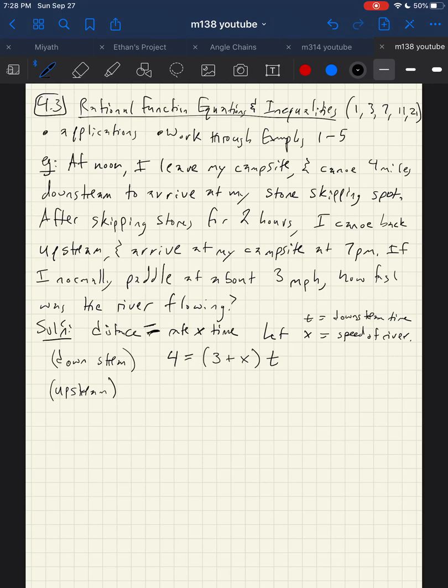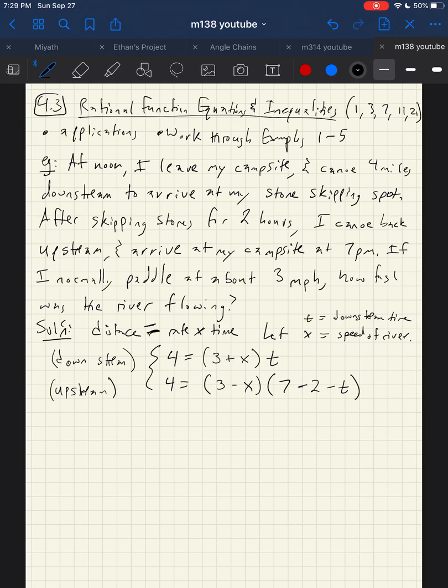So now try to come up with an equation for the upstream part. Maybe pause the video. Okay, the upstream part. Well, again, campsite didn't move. I still had to go 4 miles. But now I was paddling at what speed? Well, I was paddling at 3 miles an hour minus the speed of the river. And how much time? Well, it was 7 p.m., so it would have been 7 hours, but I spent 2 hours skipping stones and also whatever time I spent paddling downriver. And that's my downstream and my upstream information.